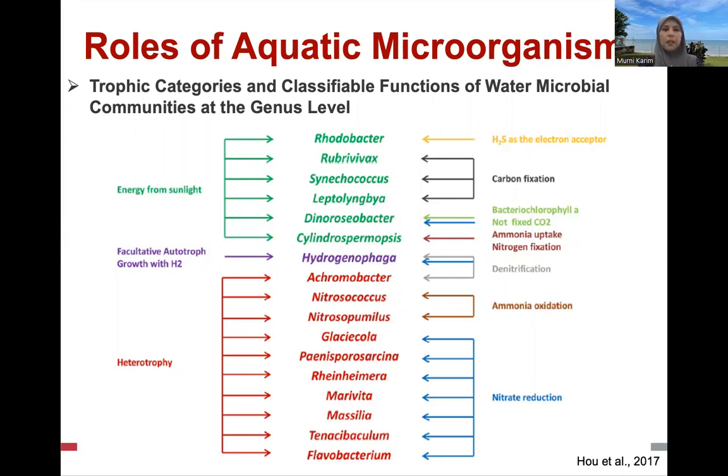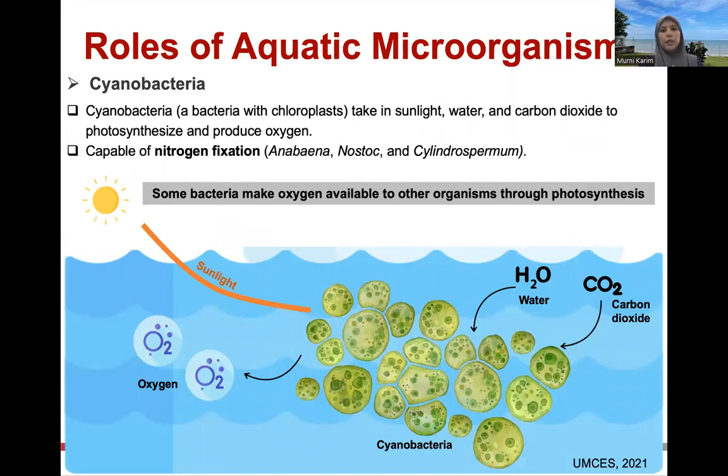Okay. And there's also cyanobacteria in the aquatic ecosystem. So cyanobacteria is a bacteria, but with chlorophyll. They take in sunlight and water, and then they do photosynthesis, and they produce oxygen. So those cyanobacteria are capable of doing nitrogen fixation. When cyanobacteria make oxygen through photosynthesis, that oxygen will be used by other organisms. So this is how they benefit others.